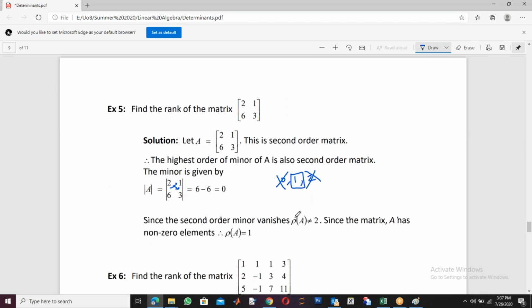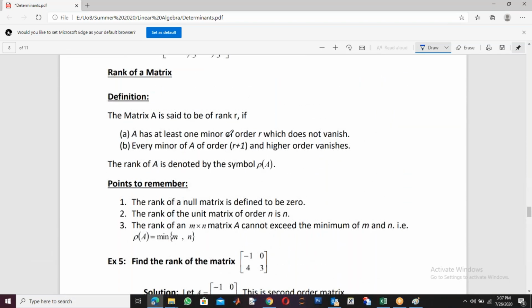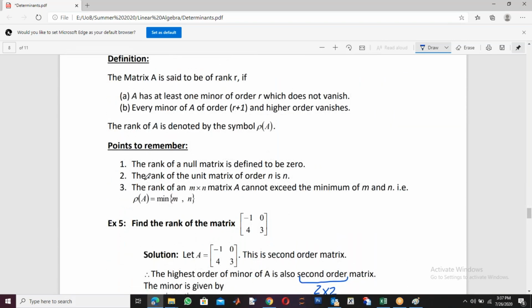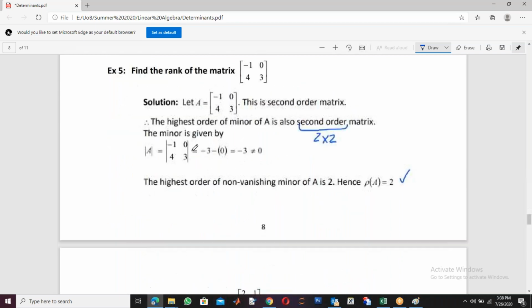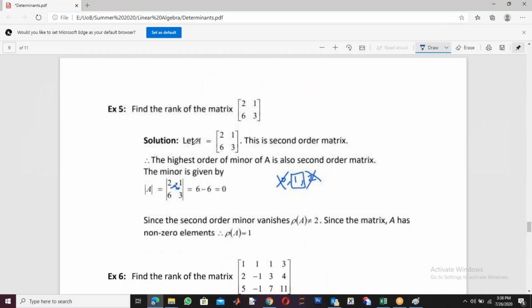Okay, you see, if you go up here, we say that the rank of a null matrix is defined to be 0. If you have a null matrix, means all entries are 0. So if all entries are not 0, the rank cannot be 0. It has to be greater than 0. So we removed this possibility, we removed this possibility, so I only have this possibility of rank 1. So my rank is 1.